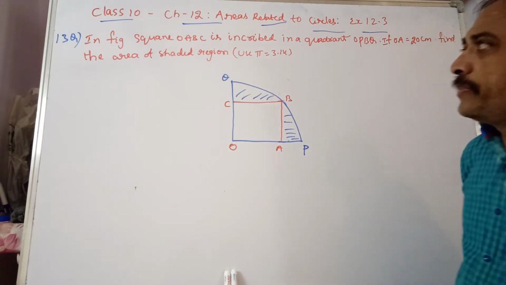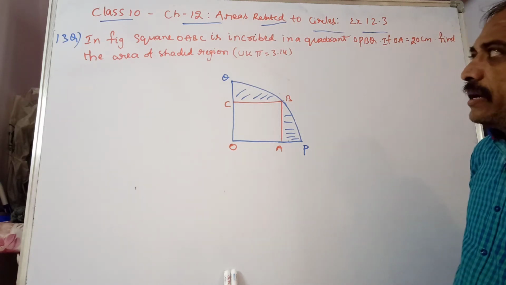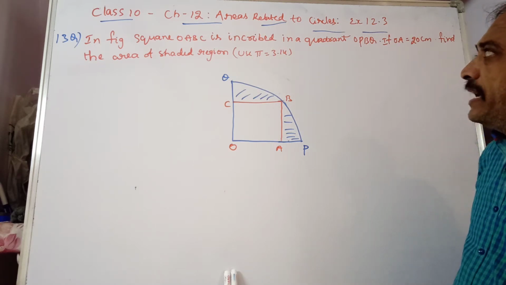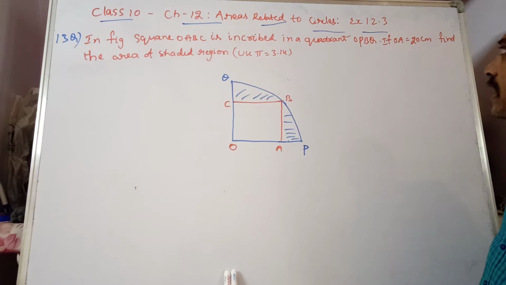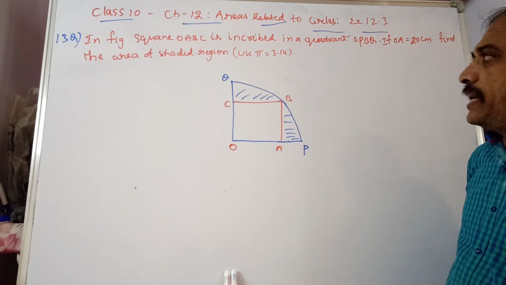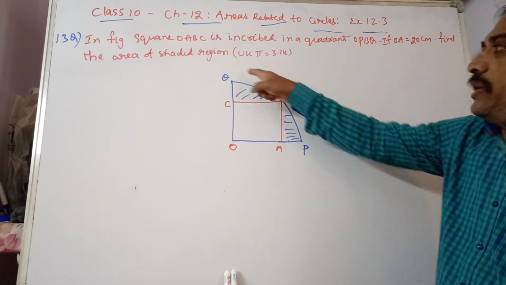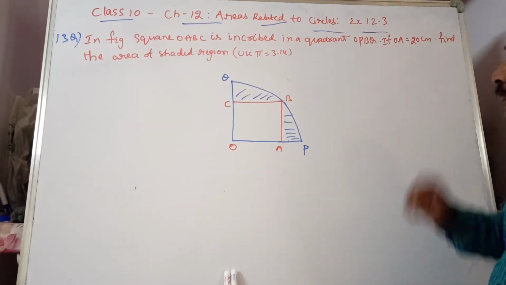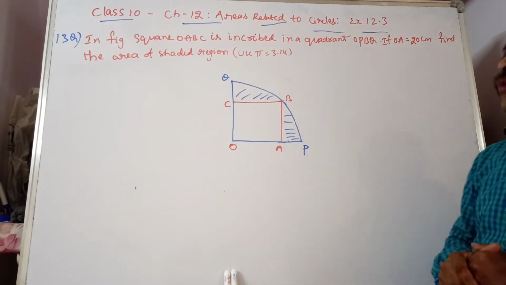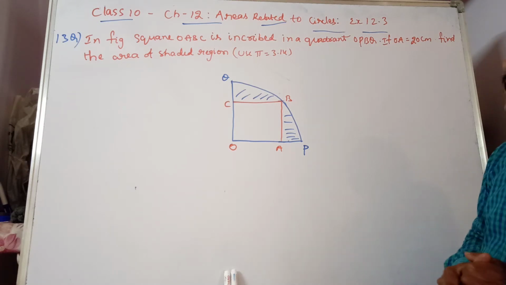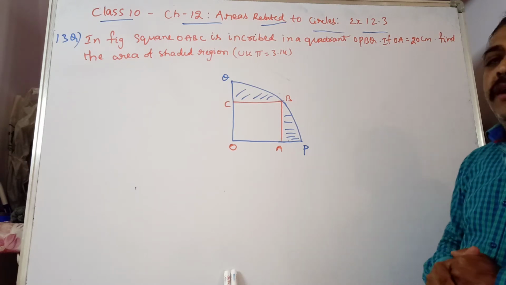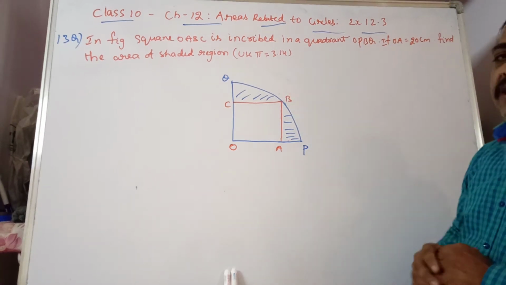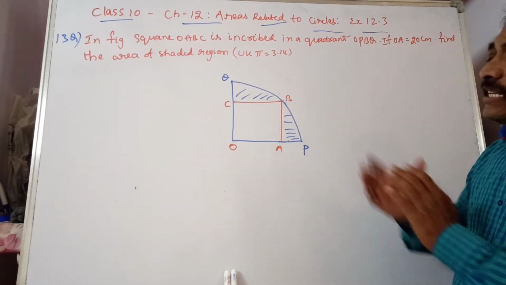In the figure, OABC is a square inscribed in a quadrant OPBQ. If OA is equal to 20 centimeters, that is the side of the square, find the area of the shaded region. So one is a quadrant, one is a square.